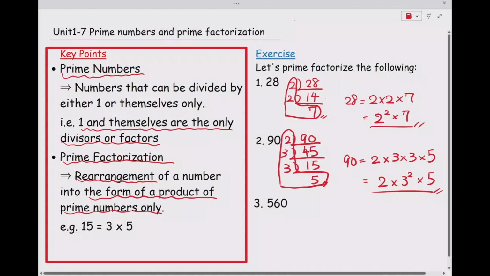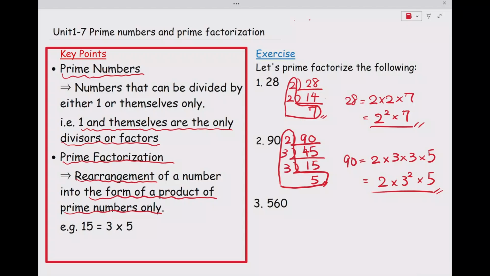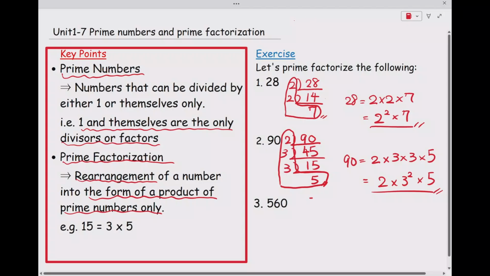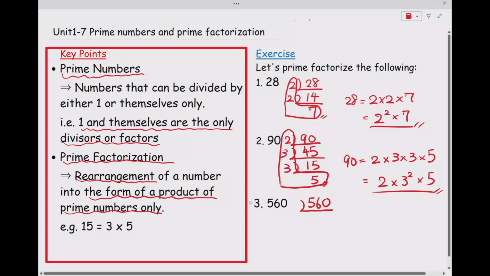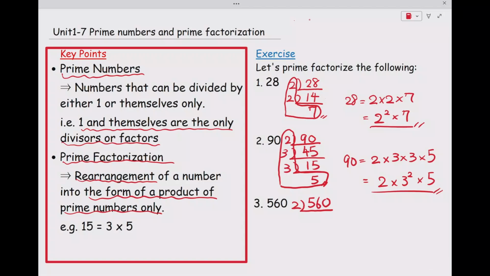Question number 3. How about factorizing 560 into prime numbers? That's easy, too. Do you reckon? Just keep dividing it by smaller prime numbers. 560 is an even number, so it is divisible by 2. 560 divided by 2 gets you 280.